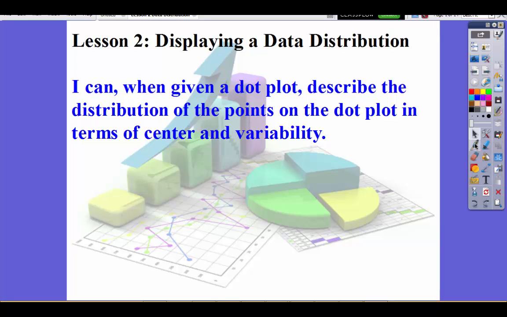Alright, so here we are on lesson 2 of our statistics unit called displaying a data distribution. Our I can statement is, I can, when given a dot plot, describe the distribution of the points on the dot plot in terms of center and variability. Remember from yesterday, variability, its base word is vary, which means change. So I can describe it in terms of the amount that it changes.